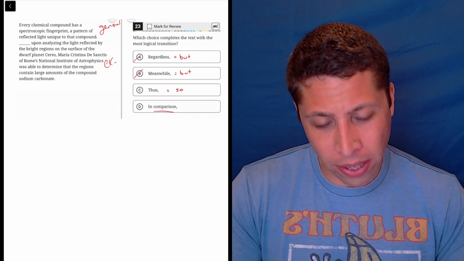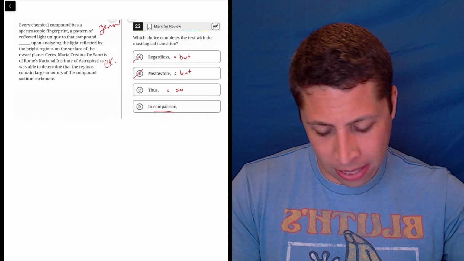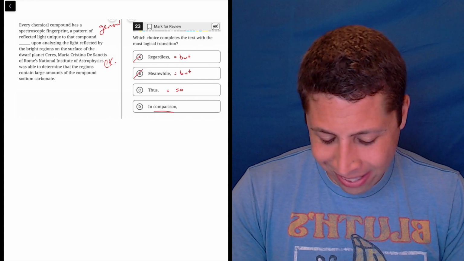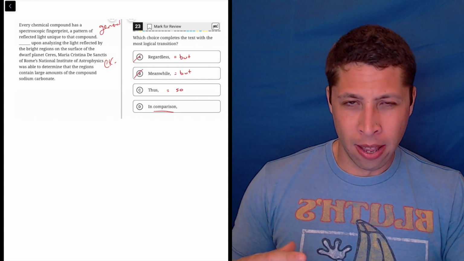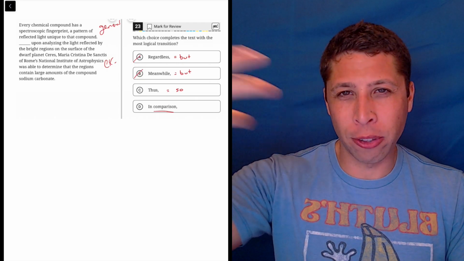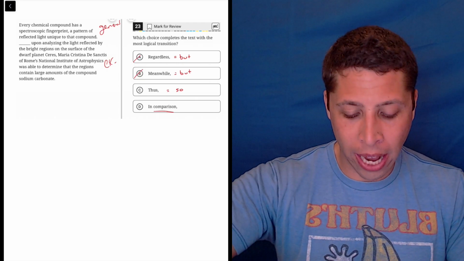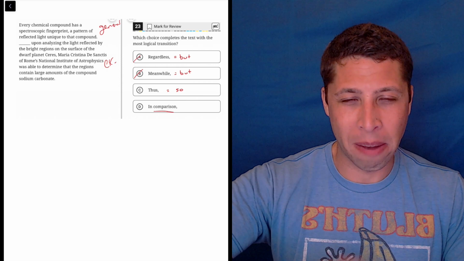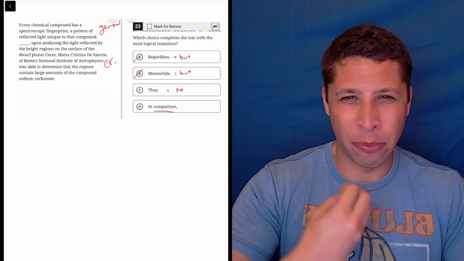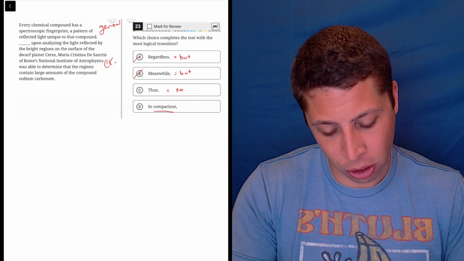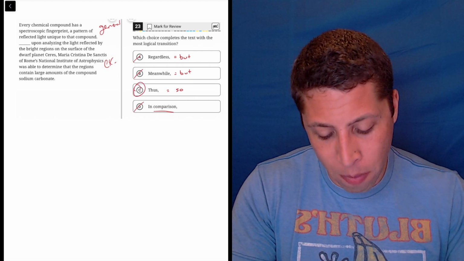So if anything, we're supporting the same point that's in the first one, and it's not a comparison because the first piece is a general statement, and then we're getting an example of that general statement. We're not getting two examples. So that doesn't seem to make sense. Now, would so make sense? I hope so.